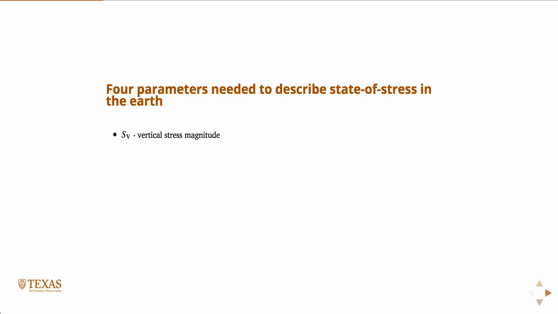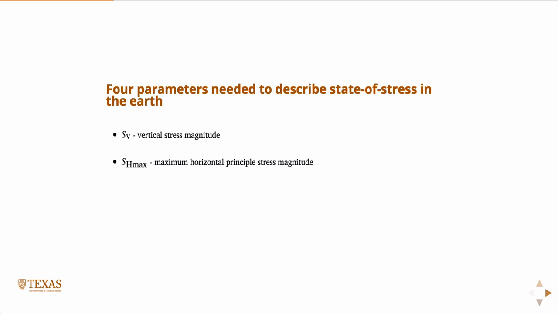So we need 4 things to completely describe the state of stress on the earth. The vertical stress magnitude, because that's one of the principal stresses. And that one's actually pretty easy to either estimate, and we'll learn some rules of thumb for its estimation in a second, or we can measure it via density logs, essentially through the integration of density logs in that equation that I just sort of derived. So that one's actually pretty easy to get. We can always estimate it relatively well, and we can measure it via density logs from a wellbore quite well.